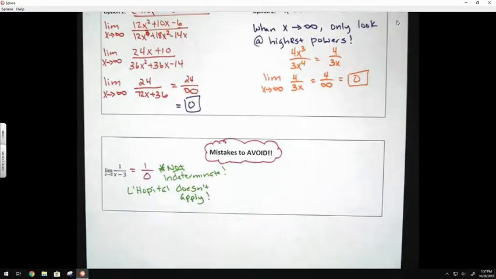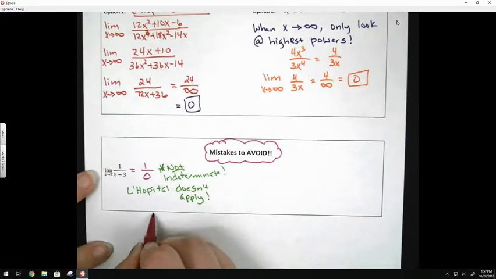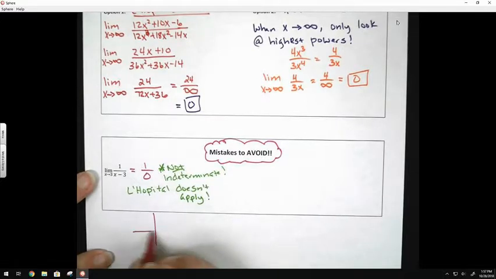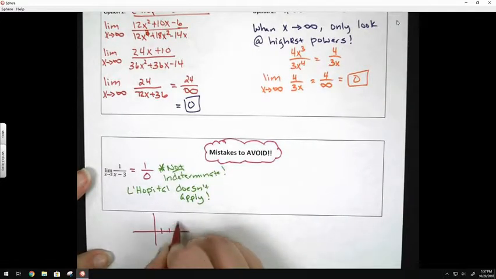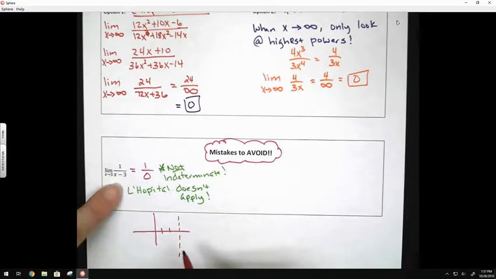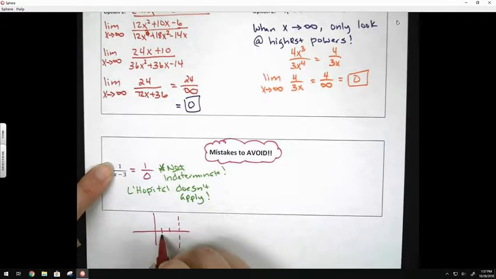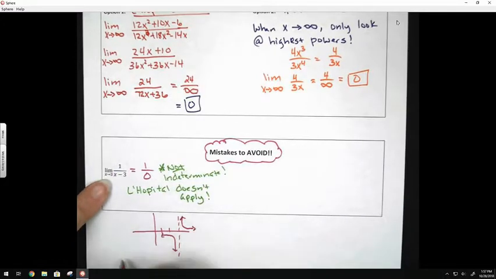So when we're thinking about this limit, this is when we have to think about what that graph would look like. So we'd have a vertical asymptote at 3. And since it's a positive leading coefficient, we'd be going down on the left and up on the right. And so we know that this limit actually doesn't exist, because the limit on the left and the right don't equal each other.